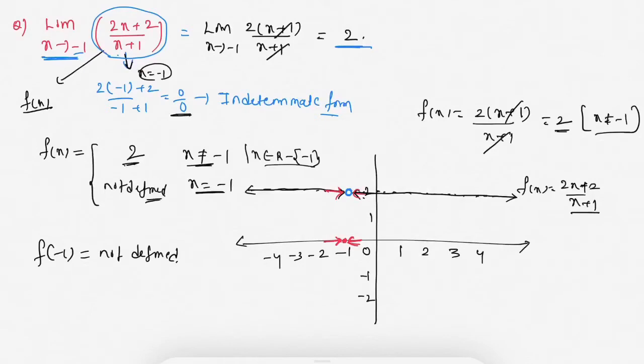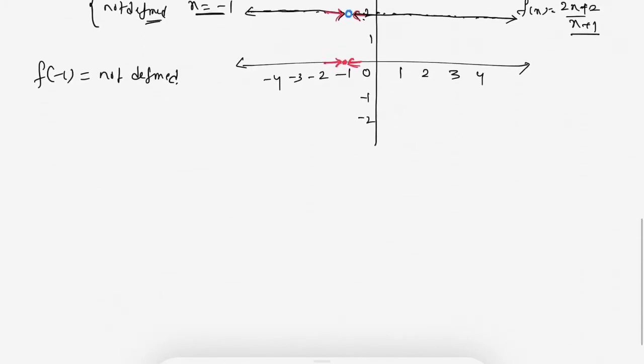So we will discuss one more, different function. They are asking now limit x tends to 0 of 1 by x. The value is how much, they are asking. So how can I get this? First I have to define the function. How can I define the function? f of x equal to here.